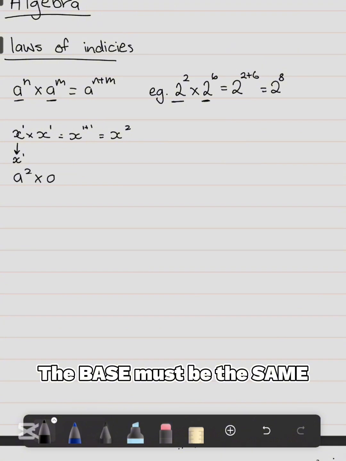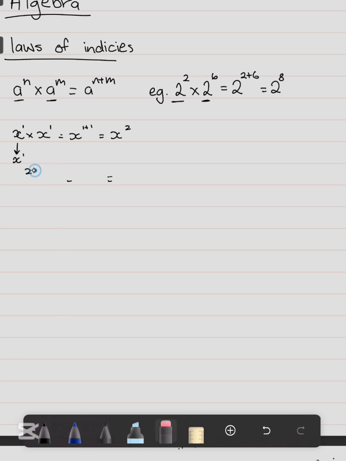Let's try another example. a squared times a to the power of 4. That is just a to the power of 2 plus 4, which is just a to the power of 6, because remember, the powers are just being added together.